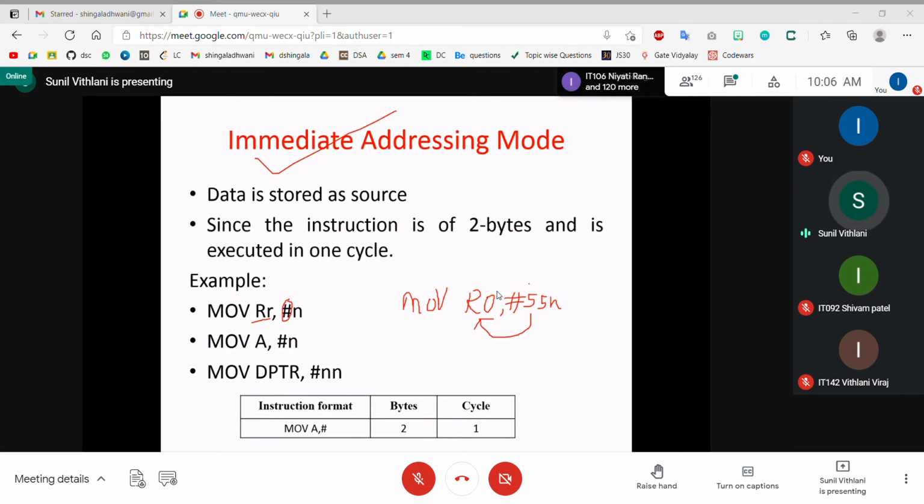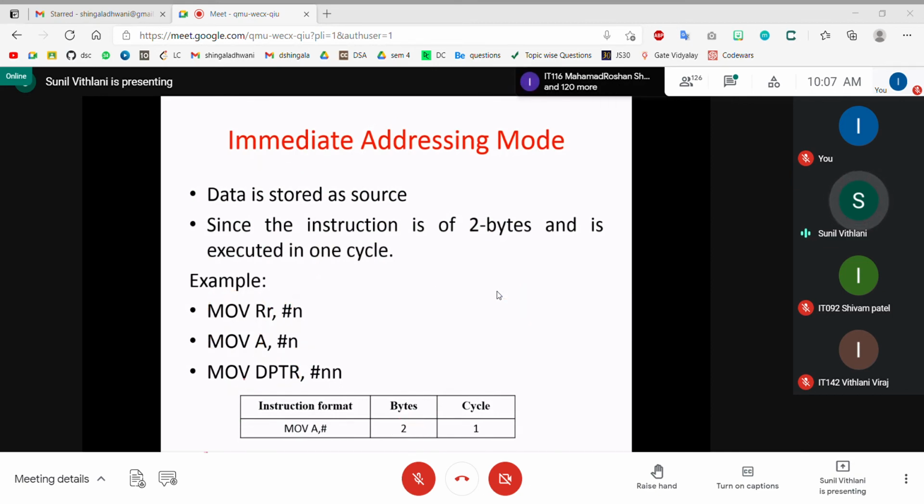So this is immediate, this is the direct data. When such an immediate addressing instruction is converted into machine code, it requires 2 bytes of space to store, because whatever your operand is, move DPTR or move A or move R0, according to that it will convert it into an opcode, and this will require one more byte to store your data. This is your data over here.